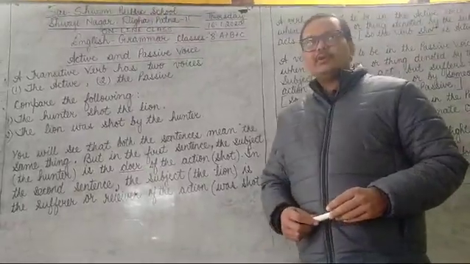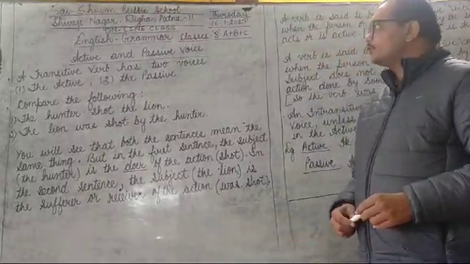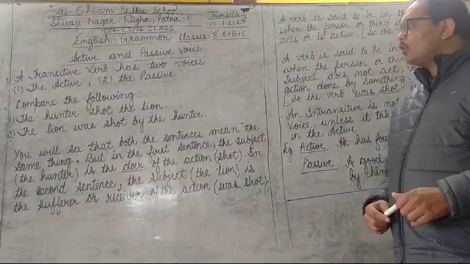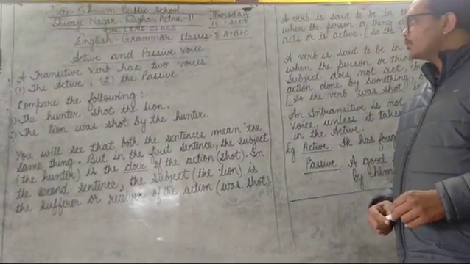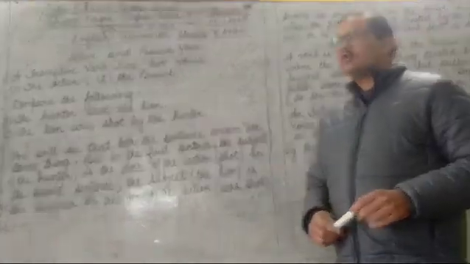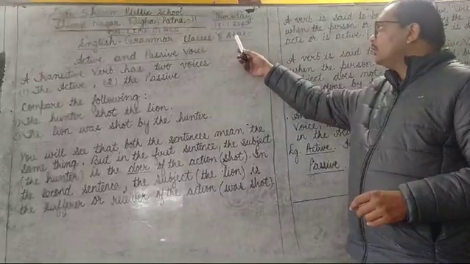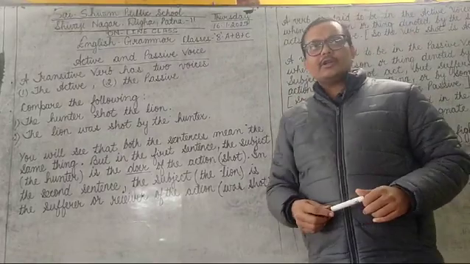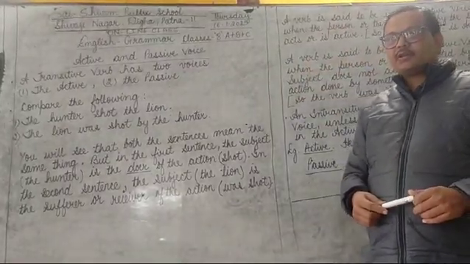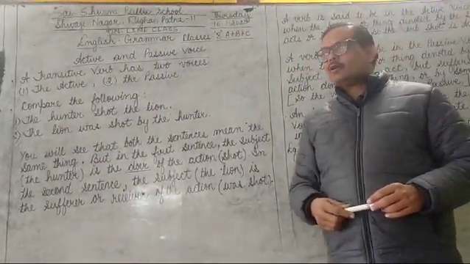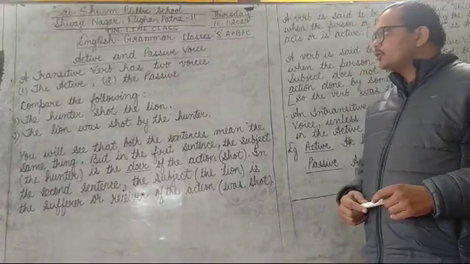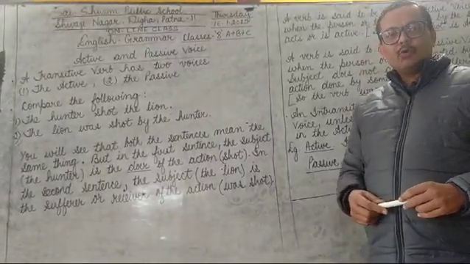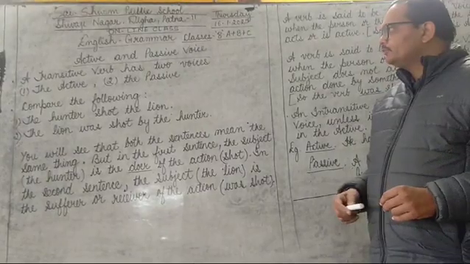Today we are going to study English grammar and the topic is active and passive voice. This class is for 8 A, B and C. So we have already studied about active and passive voice in our offline class, but today we are going to just study a little more on the same topic.